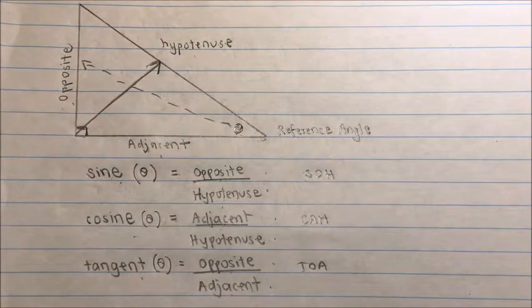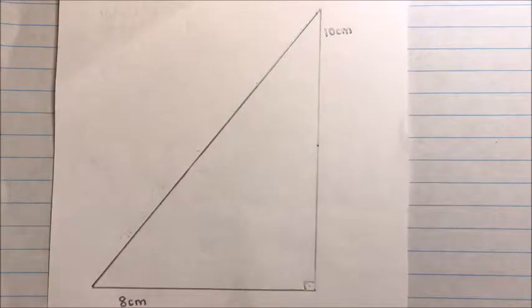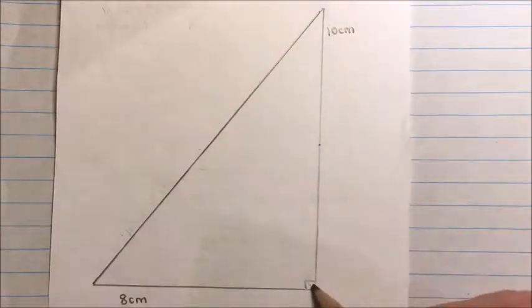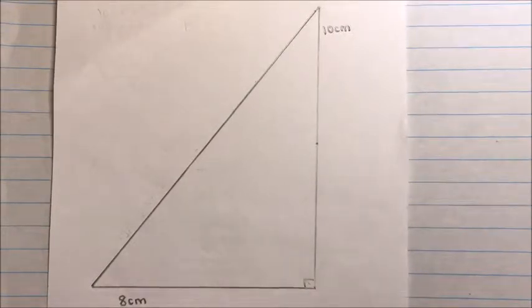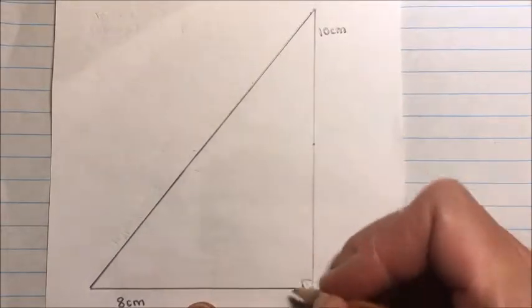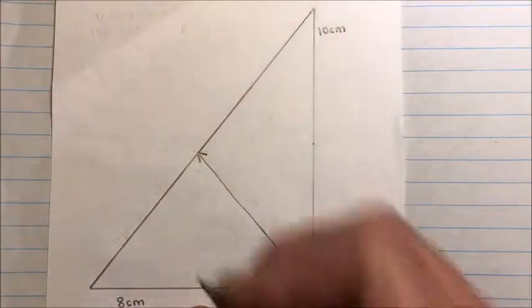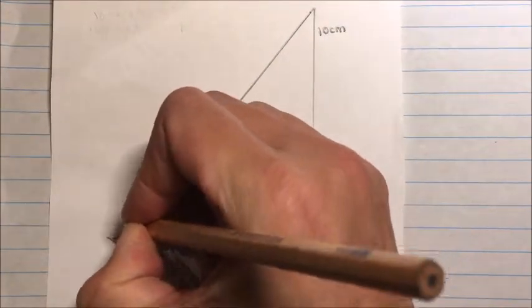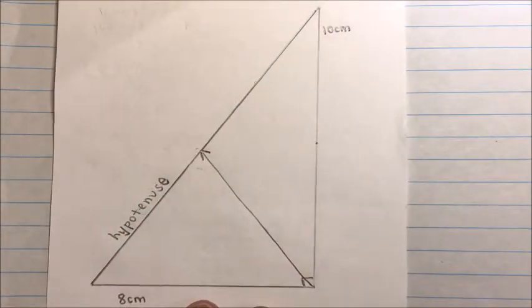I think the best way to explain the nature of these relationships is to look at a triangle. You can see that this side is 10 centimetres and this side is 8 centimetres. Let's name our sides. This side, which is opposite my 90-degree angle, has to be the hypotenuse. I could use Pythagoras' theorem to work it out.